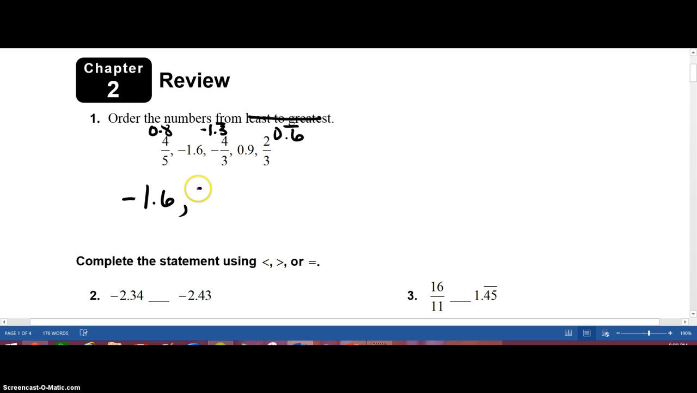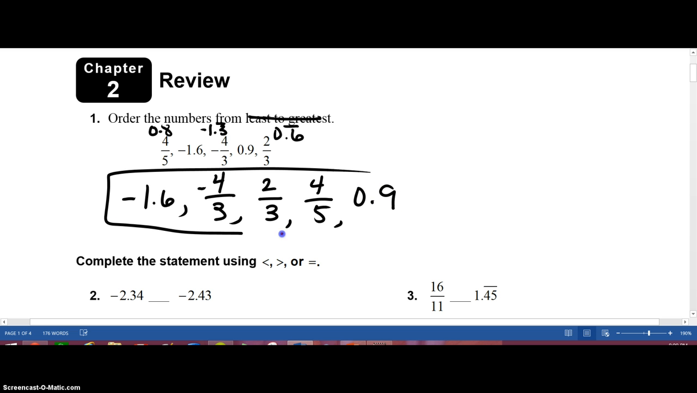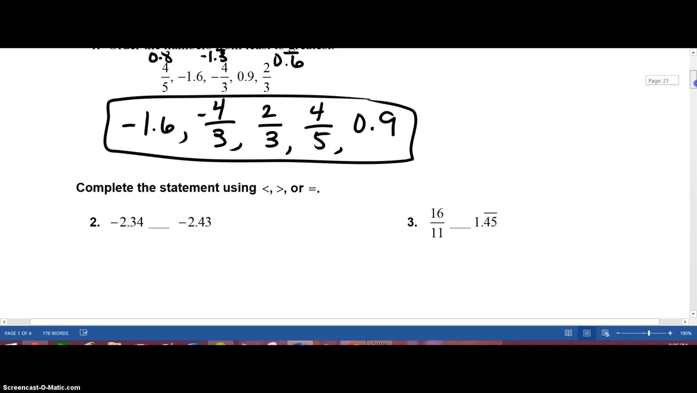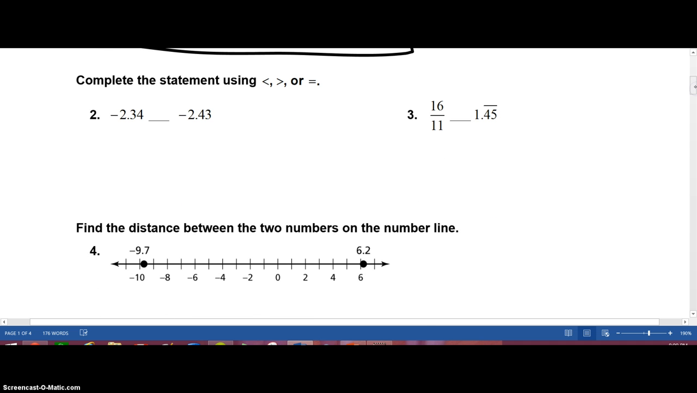Then negative 4/3. Remember to put it back in its original form. Then we'll have 2/3 or 0.6 repeating, 4/5 or 0.8, and then last but not least 0.9. So that would be our final answer there. We can box that. The next two questions are asking us to complete the statement using a less than, greater than, or equal to sign.